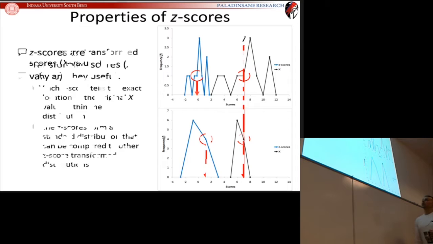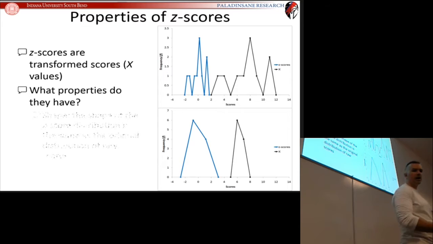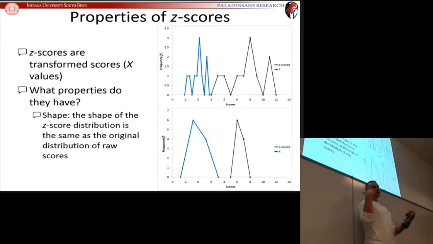All right, so that's one of the reasons that they're useful. What properties do they have? We've alluded to these so far, but they change the distribution to a new mean and a new standard deviation. But what they don't do is change the shape of your distribution other than stretching it or squeezing it. So you see here, if we have a distribution that has 2 peaks in the original distribution, our z-score distribution also has 2 peaks. This is the same shape as this, just squeezed. If our original distribution has 1 peak, our z-score distribution also has 1 peak, so the shape is maintained.